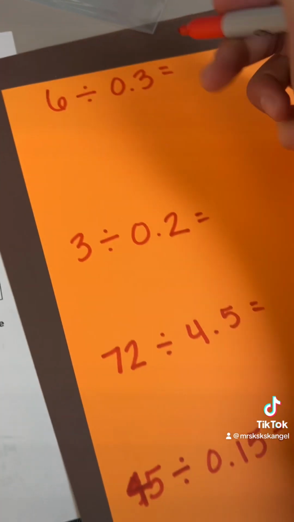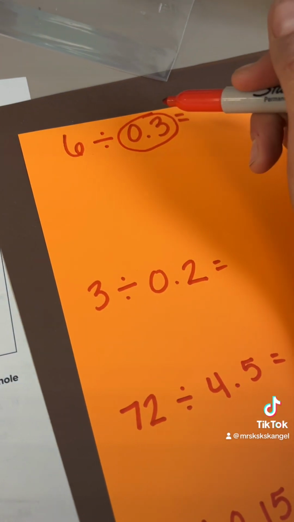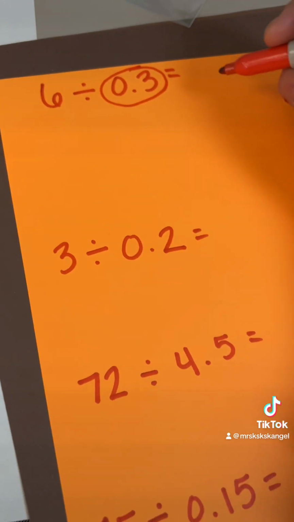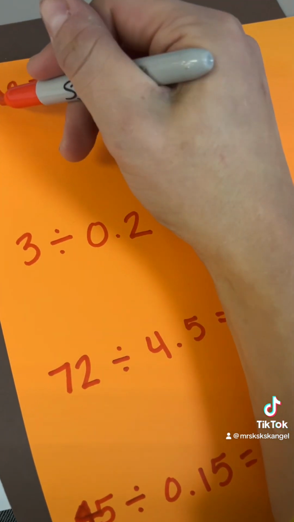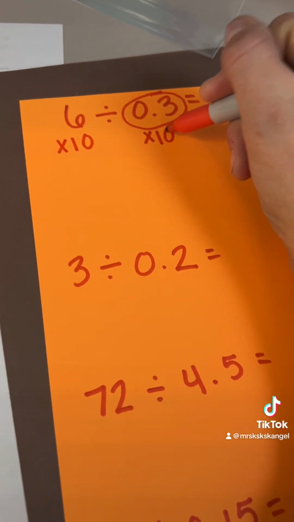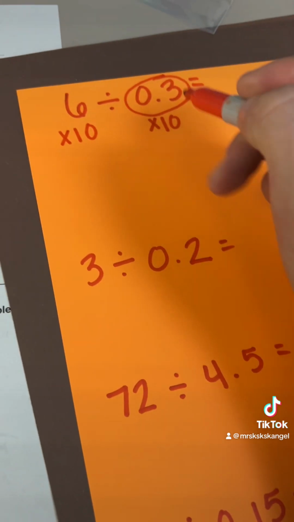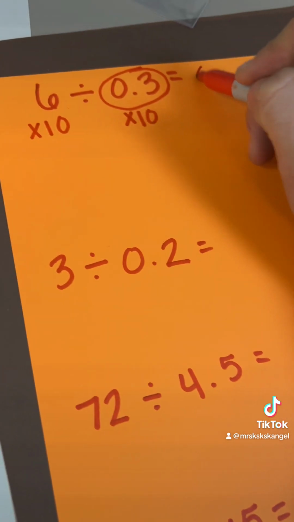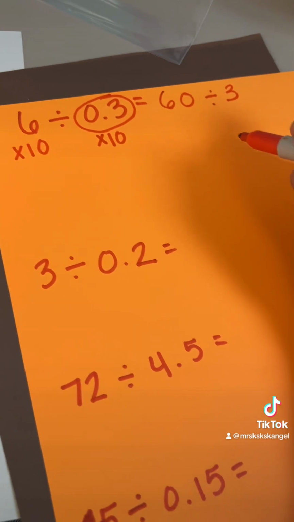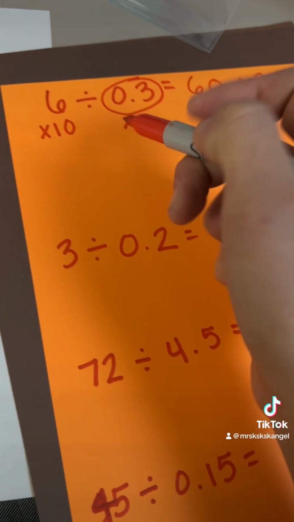So when you divide a whole number by a decimal, you want to make sure that there are no decimal places in your expression. So you are going to go ahead and multiply each side by 10, because if you multiply each side by 10, you're going to successfully turn that 3/10 into a whole number 3. So that's now going to turn into 60 divided by 3. And what is 60 divided by 3? 20.